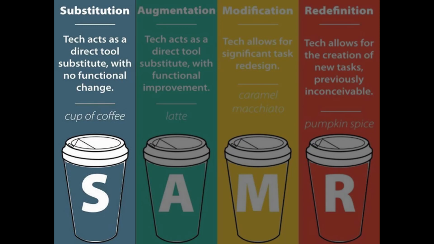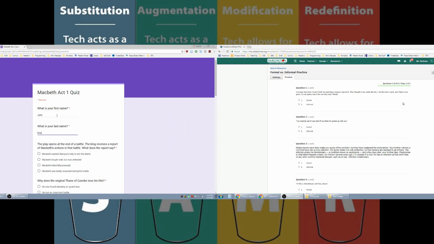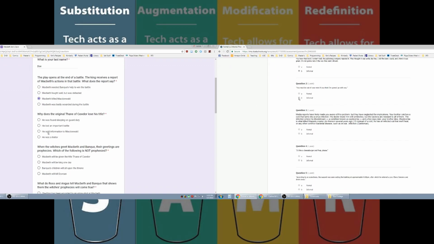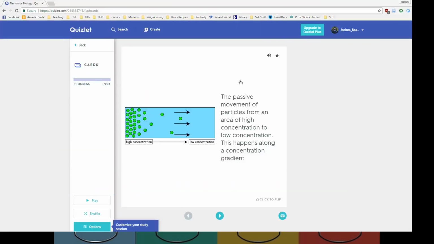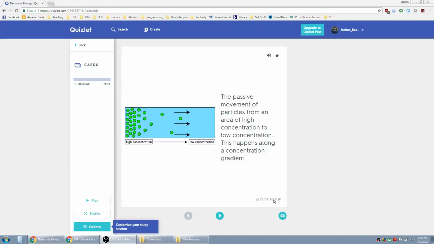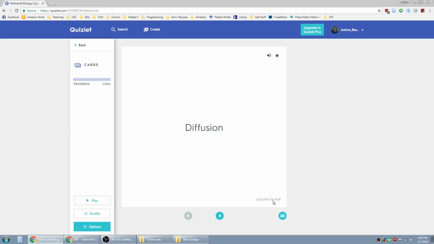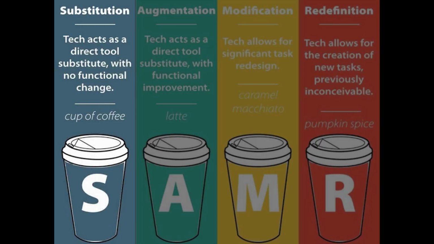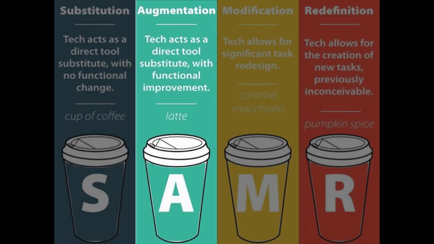Teachers can create quizzes in Google Forms or Schoology instead of on paper. They can have students type essays in Google Docs, Microsoft Word, or Pages. Quizlet could be used to create flashcards. Be aware that all of these tools can also be used for other levels of SAMR, but their basic functionality would be simple substitution.